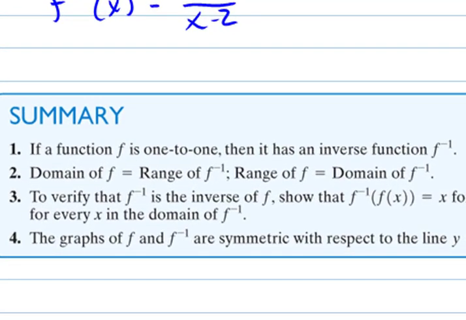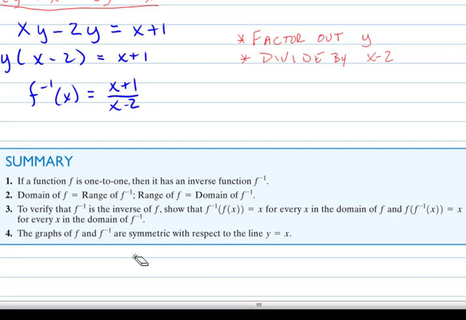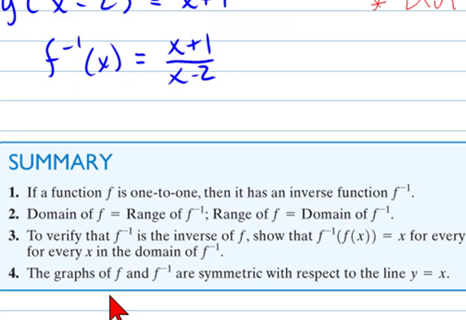Summary. If a function f is one-to-one, then it has an inverse function, and we write that using inverse function notation. The domain of f is the range of the inverse. The range of f is the domain of the inverse. To verify that functions are inverses, I didn't verify, but I'm sure we did it right, we would compose a function with its inverse and see if we get out what we put in. And if we were to look at the graphs of a function with its inverse, they would be symmetric with respect to the line y equals x.